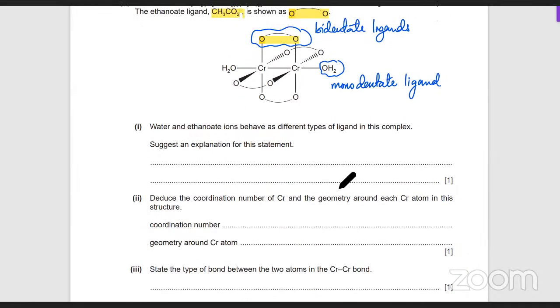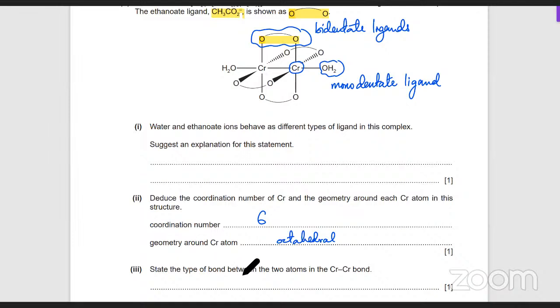Deduce the coordination number of Cr and the geometry around each Cr atom in the structure. So coordination number: how many dative bonds is one Cr forming? That's 6. So the coordination number is 6. And the geometry, when it forms 6 coordinate bonds, is octahedral. This is an octahedral geometry.